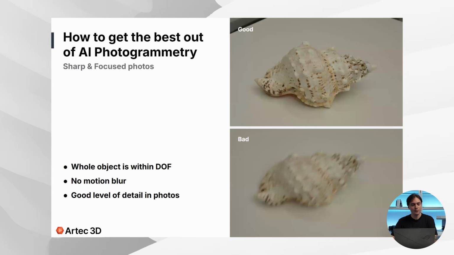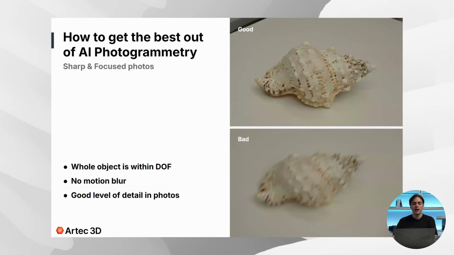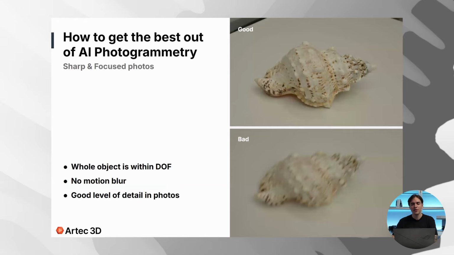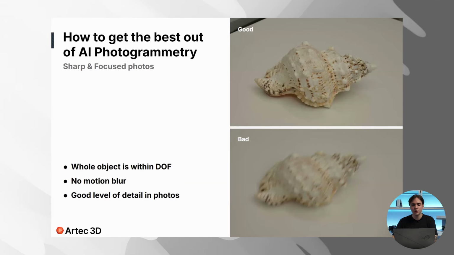Then it's really important to get sharp and focused images. So the top example is really good. You don't have any motion blur. The whole object, the whole seashell is within the depth of field of the camera, so it's within the focus range. And you could see that there are no blurred out parts on this model whatsoever. So this is the ideal scenario which we need to pursue.